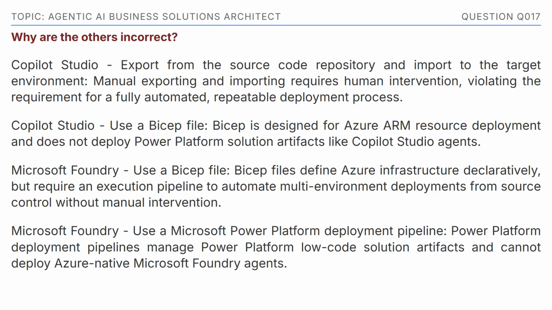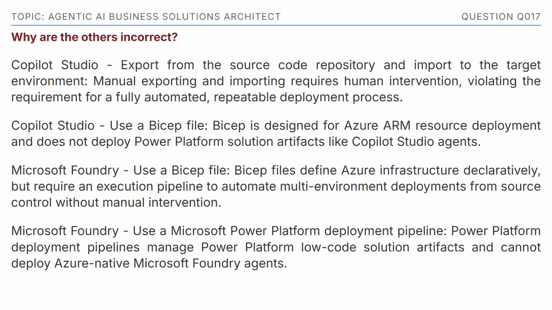Why are the other answers incorrect? Because Copilot Studio, export from the source code repository and import to the target environment: manual exporting and importing requires human intervention, violating the requirement for a fully automated, repeatable deployment process. Copilot Studio, use a Bicep file: Bicep is designed for Azure ARM resource deployment and does not deploy Power Platform solution artifacts like Copilot Studio agents.